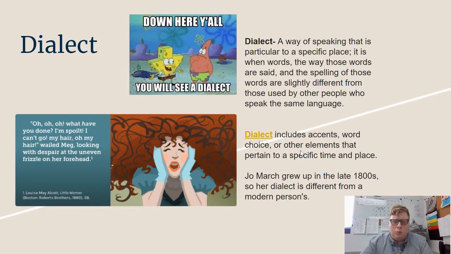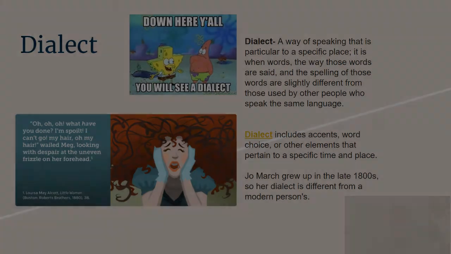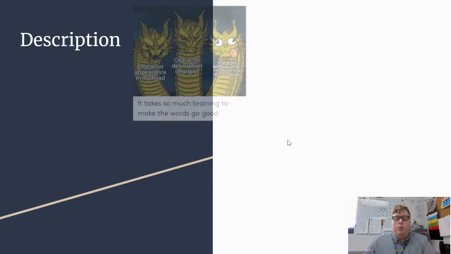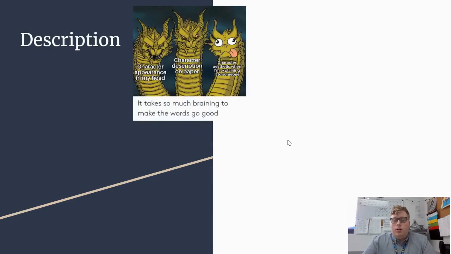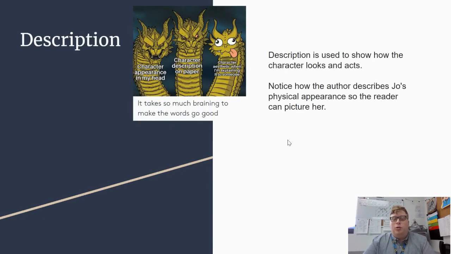What way of speaking or words are different from how we would talk today? Write down your response in your guided notes now. Description is probably the one that you all already know. It is what is used to show how the character looks and acts.